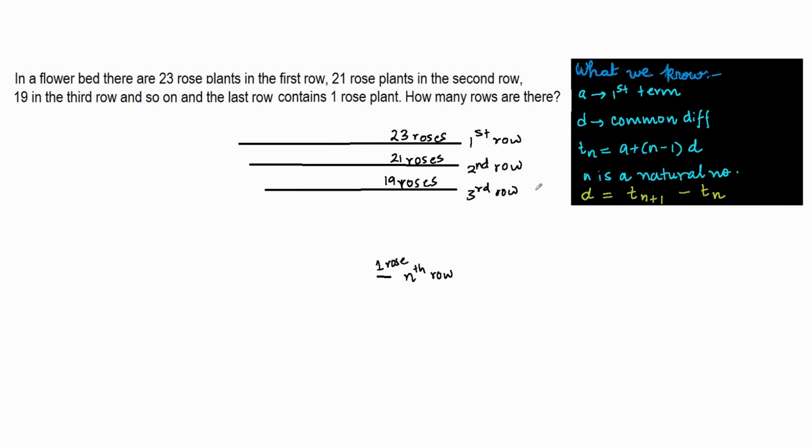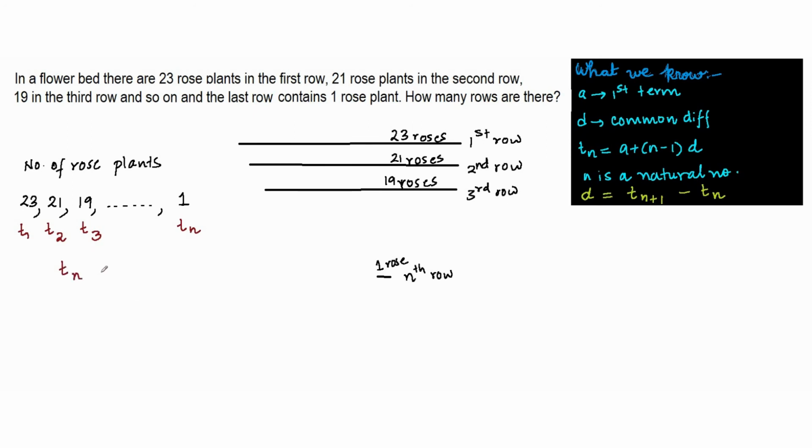So let's try mapping this particular question to an arithmetic progression question. If I write the number of rose plants, I can say that in the first row there are 23 rose plants. Second row there are 21 rose plants. In the third row there are 19 rose plants, and so on till in the last row there is only one rose plant, right? So this is basically my first term, that is T1. Then T2 is 21, T3 is 19, and 1 happens to be Tn.